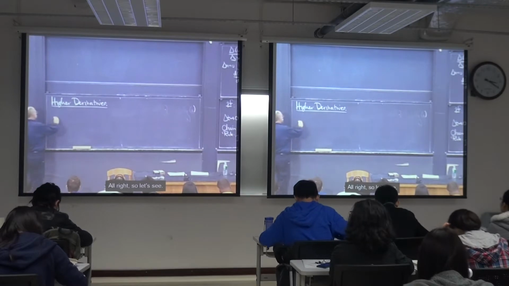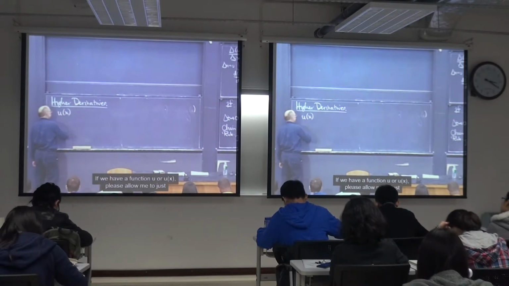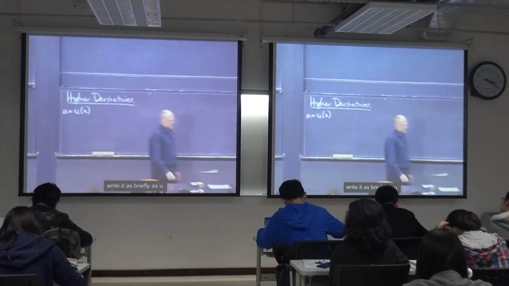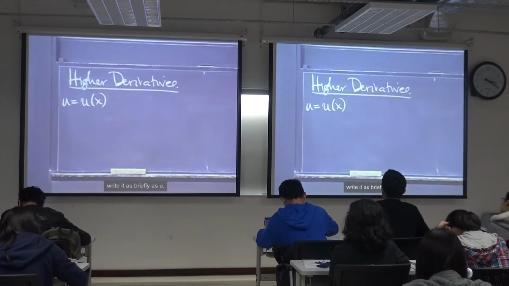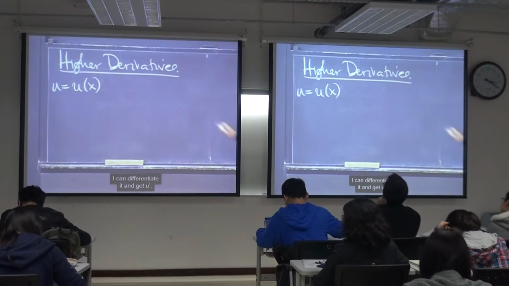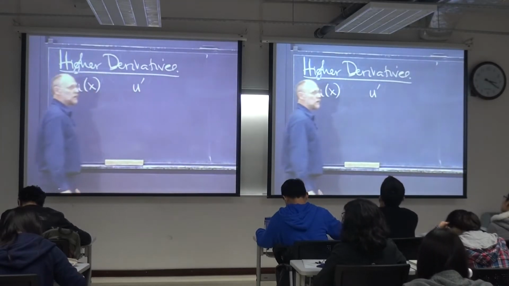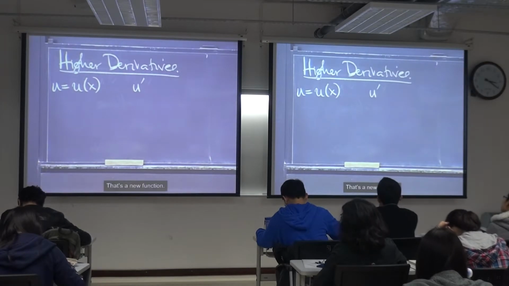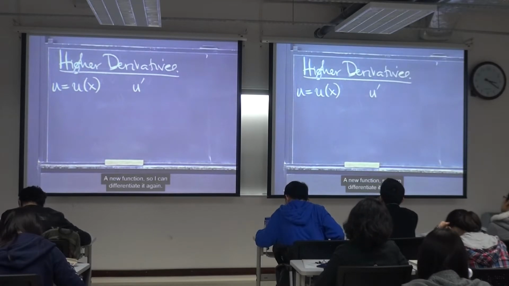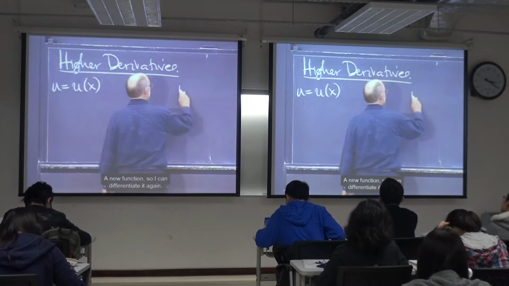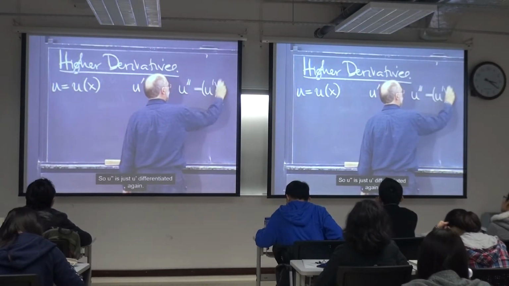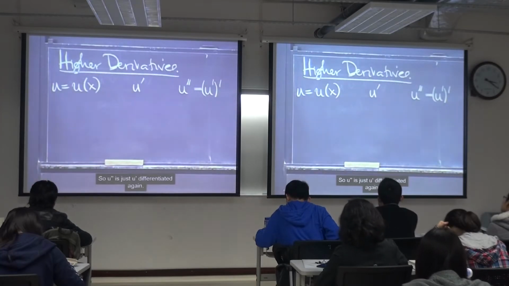All right, so let's see. If we have a function u of x, please allow me to just write it briefly as u. This is a sort of notational thing. I can differentiate it and get u prime, the derivative. That's a new function. Like if you started with the sine, that's going to be a cosine. A new function, so I can differentiate it again. The notation for differentiating again is u prime prime. So u prime prime is just u prime differentiated again.